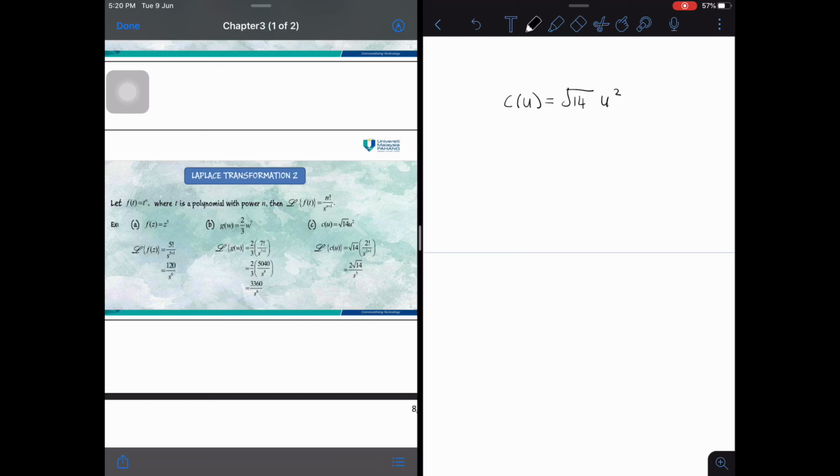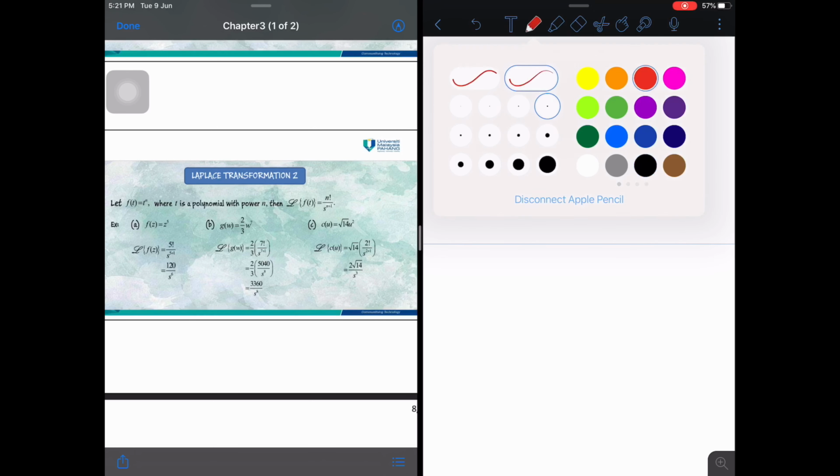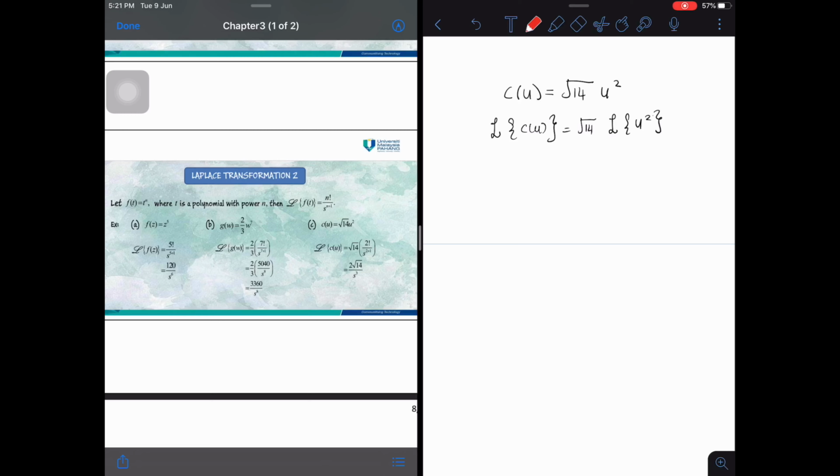Okay, so now if we want to find the Laplace transformation of cu, what you will do here is bring the constant 14 to the front, because this one is just a constant. Then you find the Laplace transformation of u to the power of 2, which is a polynomial. The important step is you need to know what n is. Here, n is equal to 2.